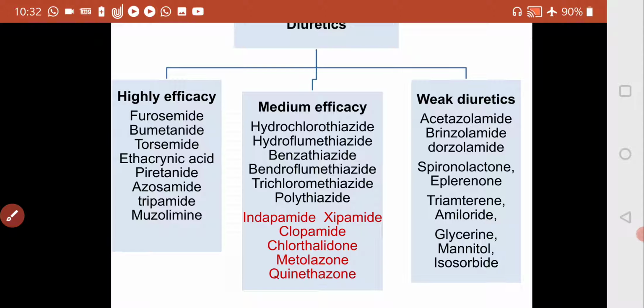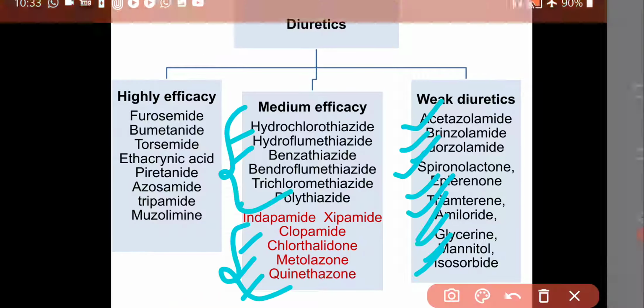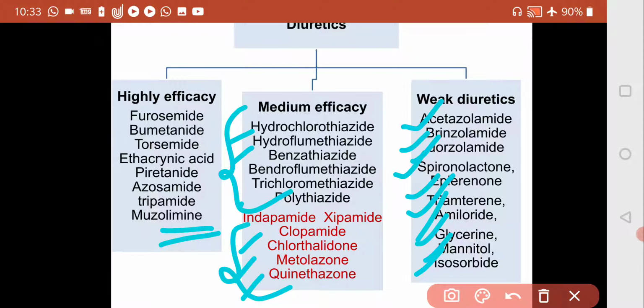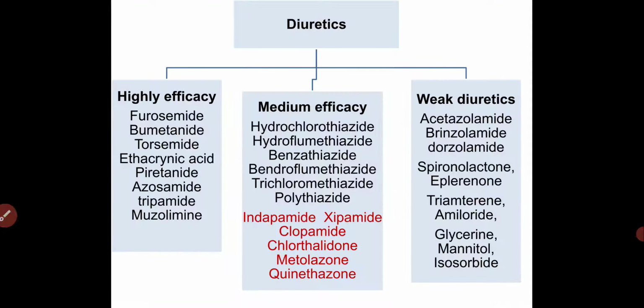So try to remember the highly efficacious diuretics. There are loop diuretics, and they contain "mide" or "nide" as a suffix most of the time. So there is furosemide, bumetanide, torsemide, ethacrynic acid, piretanide, azosemide, triflocin and muzolimine. This muzolimine contains the "ine".